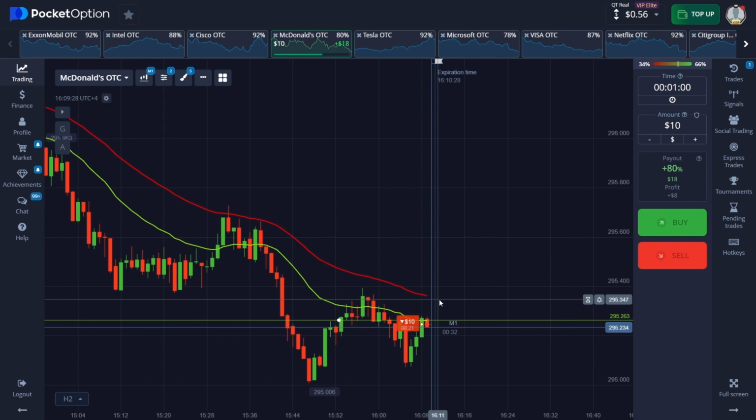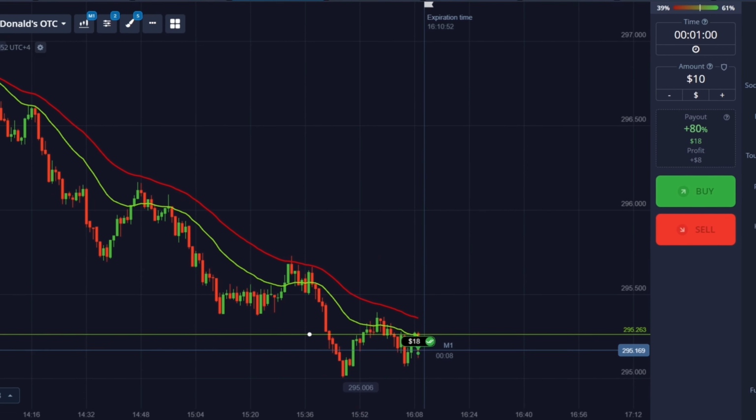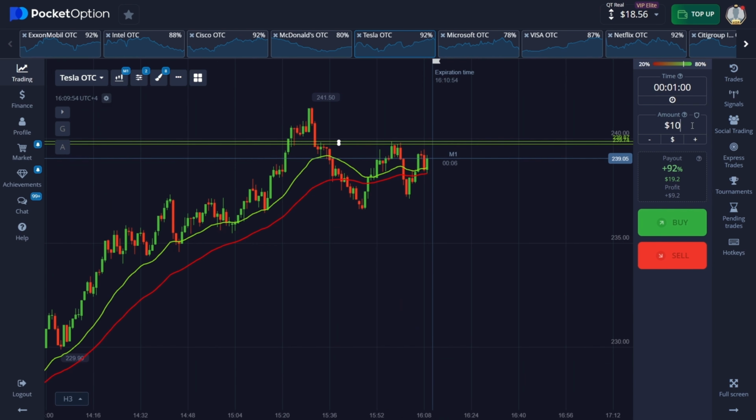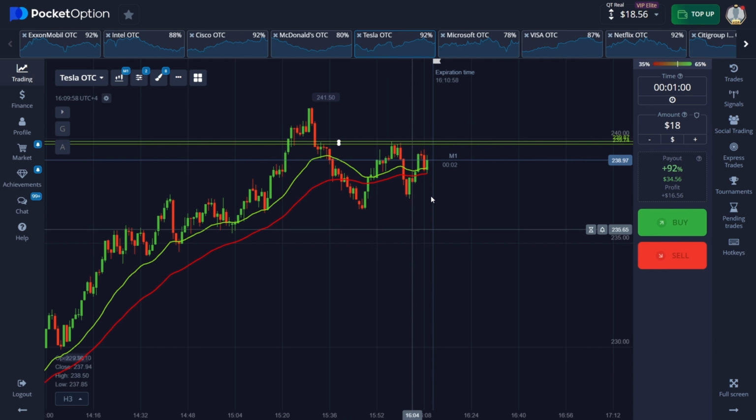We just need this candle to be red, and the trade is going in our favor. But there are still a few seconds left. Okay, it looks like a good win. The current candle is down, and it's a win. We won our $10 trade. Now my balance turns into $18. Let's find another trade for $18.